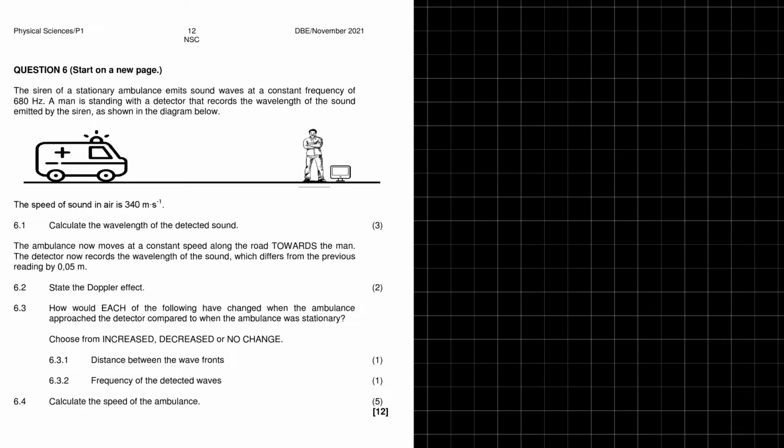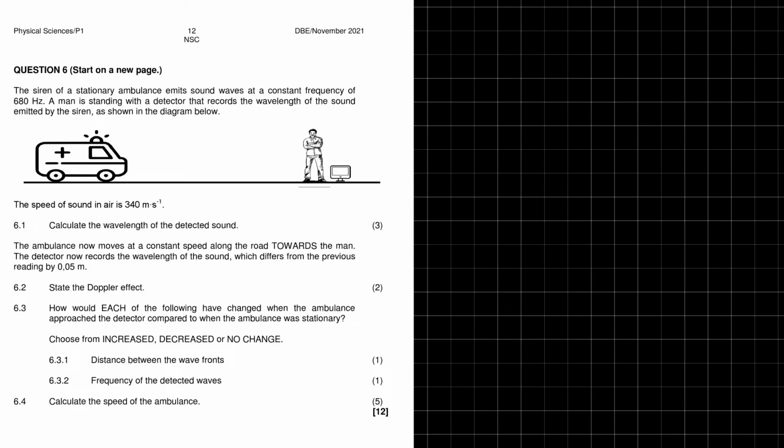So we're going to start off with question 6 here, which is the Doppler effect question. It says that a siren of a stationary ambulance emits sound waves at a constant frequency of 680 Hz. A man is standing with a detector that records the wavelength of the sound emitted by the siren, as shown in the diagram below. The speed of sound in air is 340 meters per second. Calculate the wavelength of the detected sound.